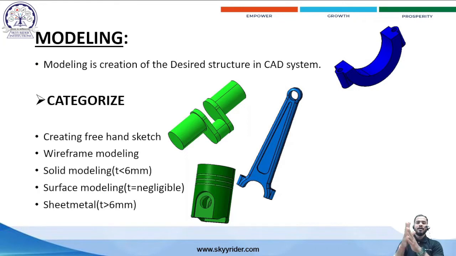Then sheet metal is where the thickness is below 6 mm, from below 6 mm up to 3 mm, we can say sheet metal will be there. That is how we can manufacture our things in these types of categories.